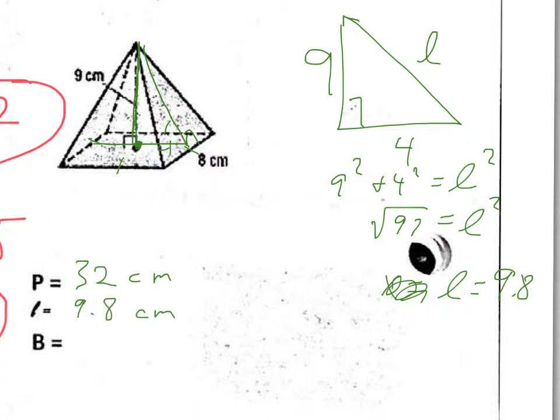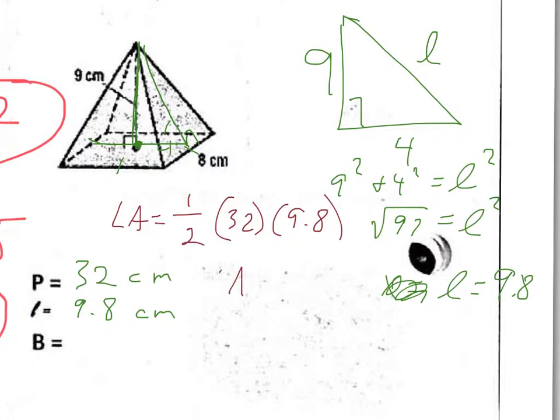If you don't have it, you're probably going to use the Pythagorean theorem to figure it out, because we're going to use that right triangle that's formed with what we know. So now we're going to plug it into the formula. The formula is 1/2 times the perimeter times the slant height. Work that out, calculate that, and you find that your lateral area is 156.8 centimeters squared.